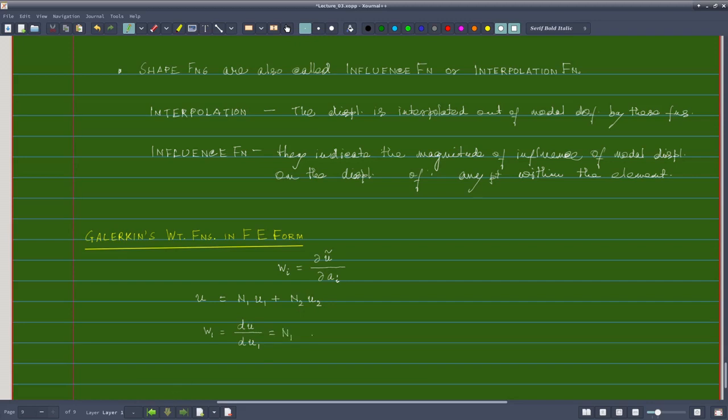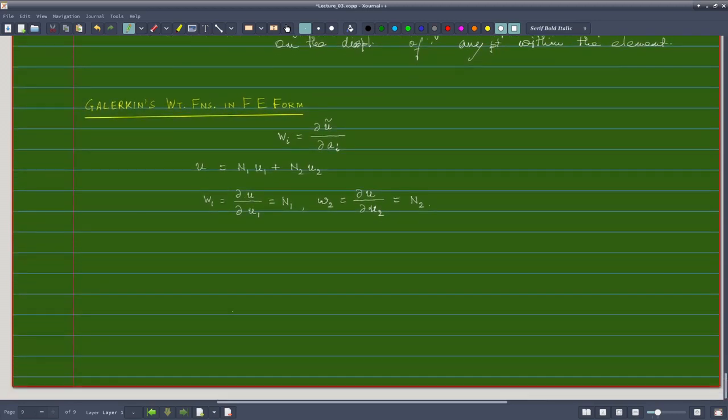Actually I should write del to be mathematically correct, but del and d are the same here because it's a function of one variable only. So del u by del u1 is my n1, and similarly my second weight function is del u by del u2, which is my n2. So these are my weight functions. Now by knowing these weight functions, it is possible for us to write down the weak form for this element. So let us do that.